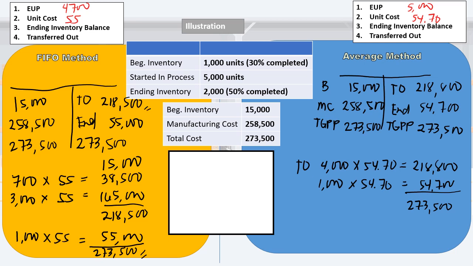So ayan po ang difference ng FIFO method and average method with regards to process costing during the second year or during the second month of operation.